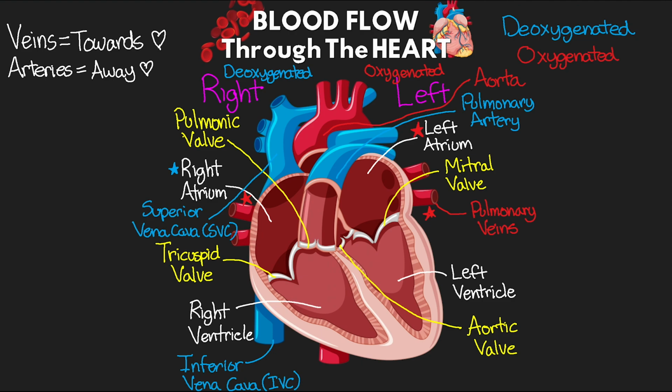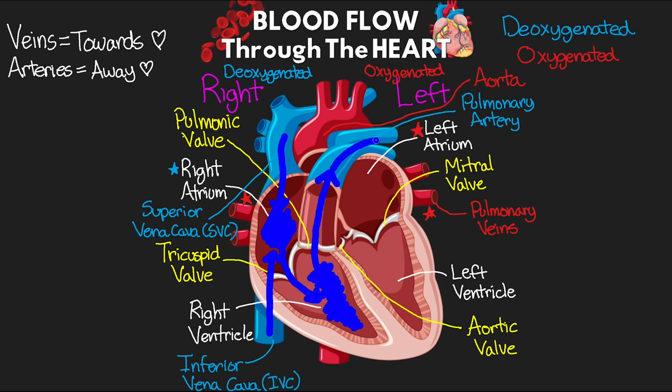Alright, now that we've covered the structures, let's actually see how the blood flows through the system. We start with the deoxygenated blood returning to the heart via the inferior vena cava and the superior vena cava. This blood empties into the right atrium. The right atrium then contracts the blood through the tricuspid valve into the right ventricle. The right ventricle then contracts, ejecting the blood through the pulmonic valve into the pulmonary artery. Now remember, this is an artery because the blood is going away from the heart, but it's also blue here because this is still deoxygenated blood.